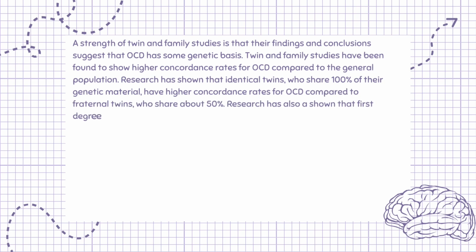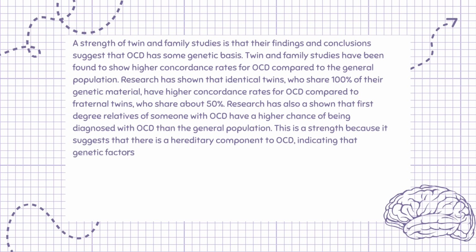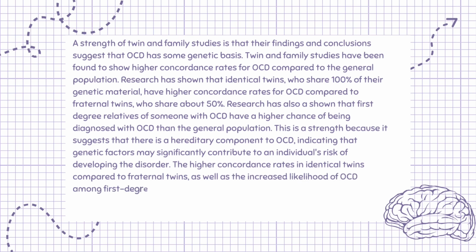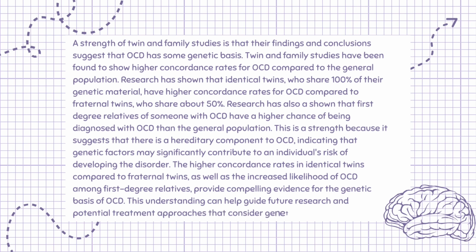Research has also shown that first-degree relatives of someone with OCD have a higher chance of being diagnosed with OCD than the general population. This is a strength because it suggests that there is a hereditary component to OCD, indicating that genetic factors may significantly contribute to an individual's risk of developing the disorder. The higher concordance rates in identical twins compared to fraternal twins, as well as the increased likelihood of OCD among first-degree relatives, provide compelling evidence for the genetic basis of OCD. This understanding can help guide future research and potential treatment approaches that consider genetic predispositions.